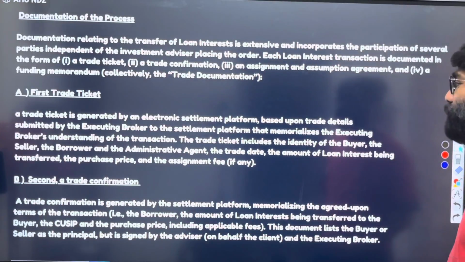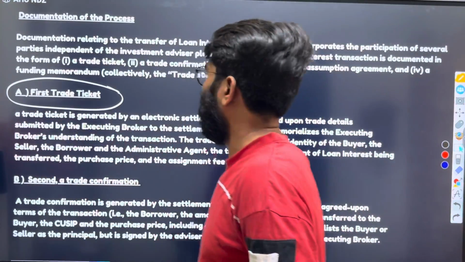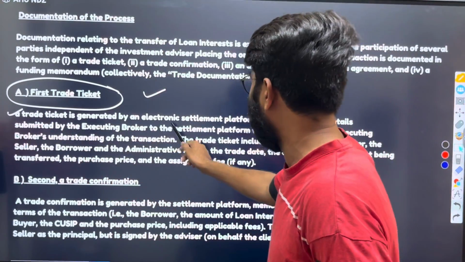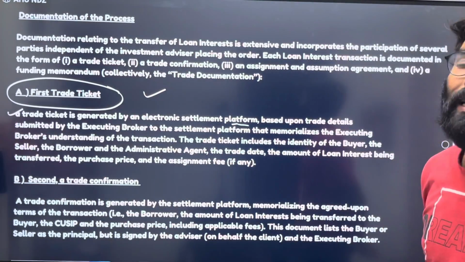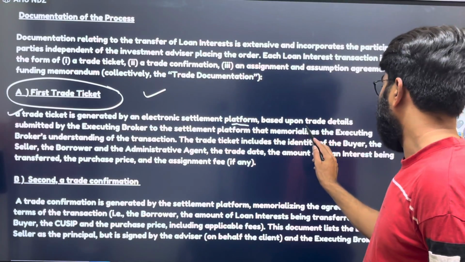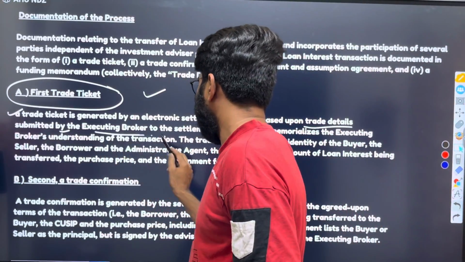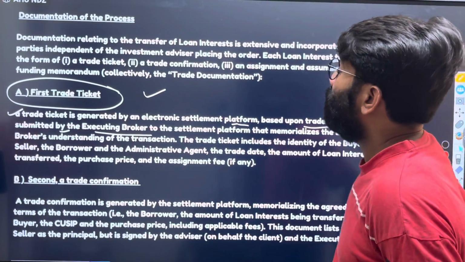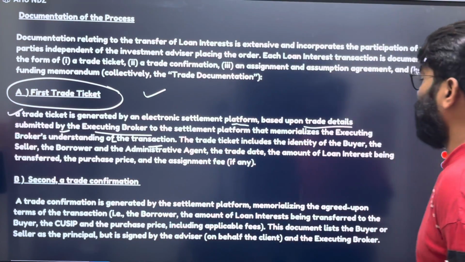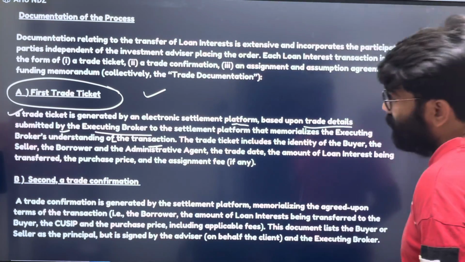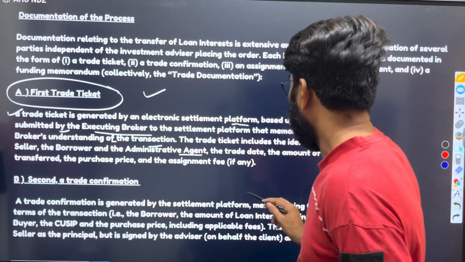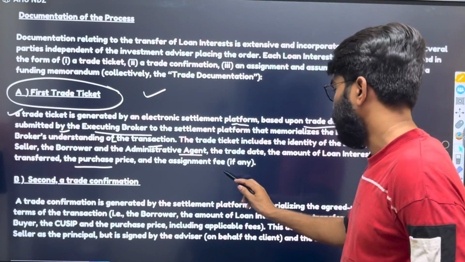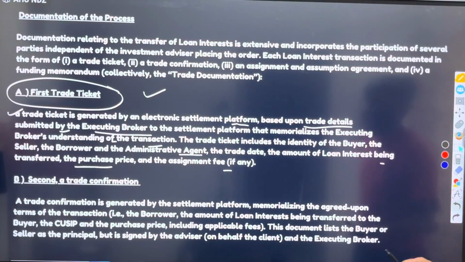With regard to that, this is where the documentation comes into the picture. First, the trade ticket that you need to create. A trade ticket is generated by an electronic settlement platform, automatically, based upon trade details submitted by the executing broker to the settlement platform, memorializing the executing broker's understanding of the transaction. The trade ticket includes the identity of the buyer and the seller, the borrower and the administrative agent, the trade date, amount of loan, interest being transferred, the purchase price, and the assignment fees if any. So you would see all key information in the trade ticket.